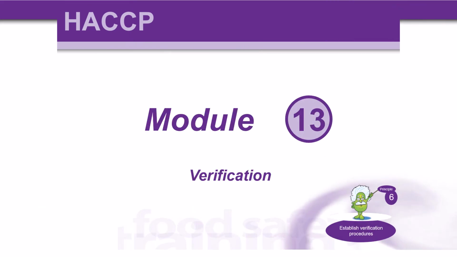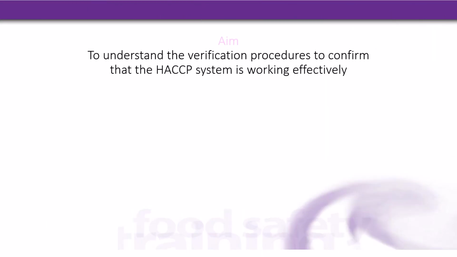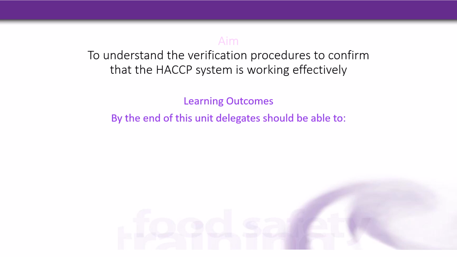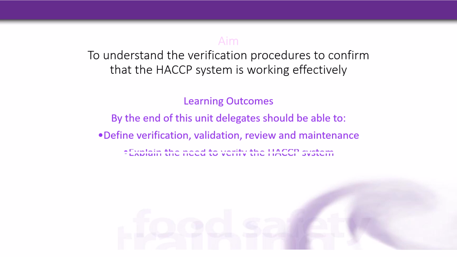So this is the penultimate module, module 13, verification, which is principle 6. The aim of this unit is to understand the verification procedures to confirm that the HACCP system is working effectively. Learning outcomes. By the end of this unit, delegates should be able to define verification, validation, review, and maintenance.